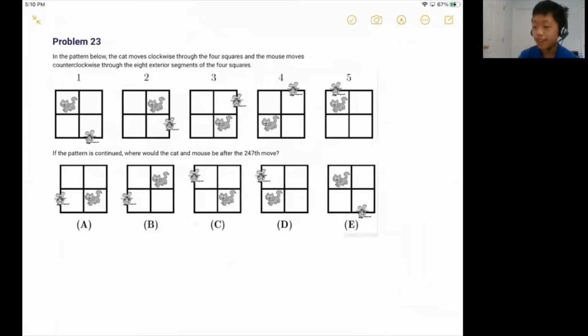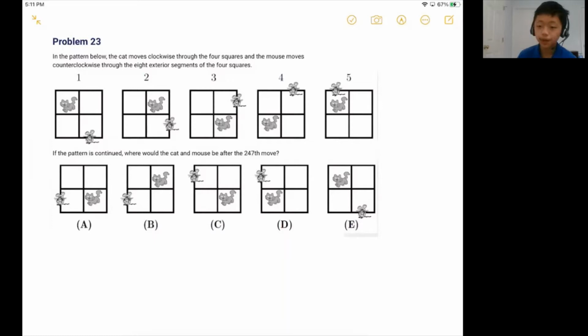So this is an example of a pattern recognition problem. In the pattern below, the cat moves clockwise through 4 squares and the mouse moves counterclockwise through the 8 exterior segments of the 4 squares. If the pattern is continued, where would the cat and mouse be after the 247th move?